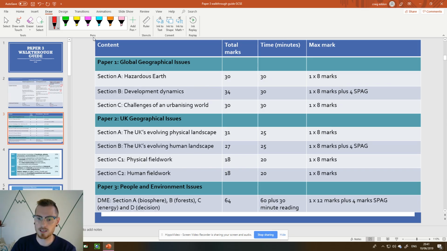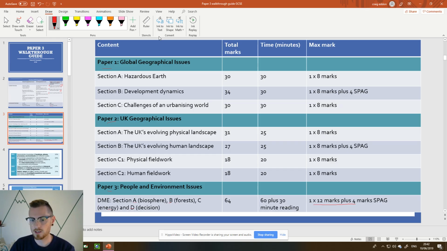Moving on here, we can see that we've got Paper 1, 2, and 3, a breakdown of the three papers. Skip to the bottom here, and again, you can see what I've just said. We've got Section A on the biosphere, B is forests, C is energy, and our last final section, question 4, Section D, is where you are going to make a decision. Just to point out, that decision-making question, question 4 in the last section, Section D, is worth a total of 16 marks. So there's 12 marks plus 4 for spelling, punctuation, grammar, and specialist terminology.